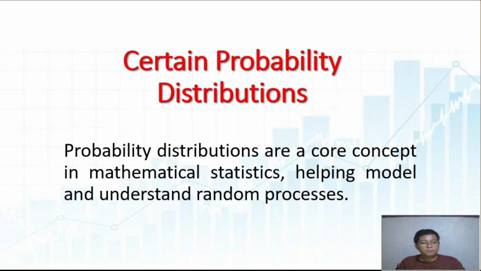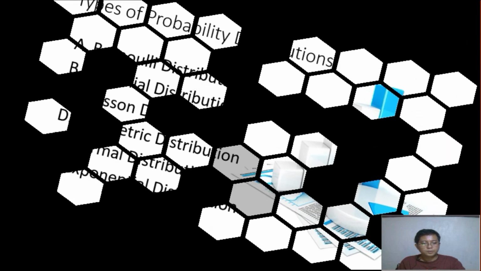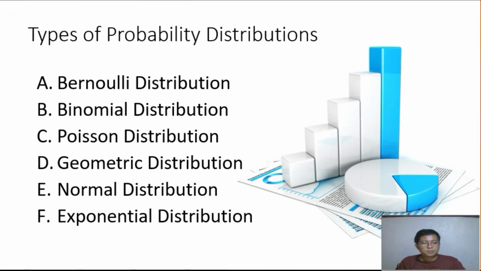So what are the different types of probability distributions? The different types of probability distributions are Bernoulli distribution, binomial distribution, Poisson distribution, geometric distribution, normal distribution, and exponential distribution. Let us discuss the Bernoulli distribution.